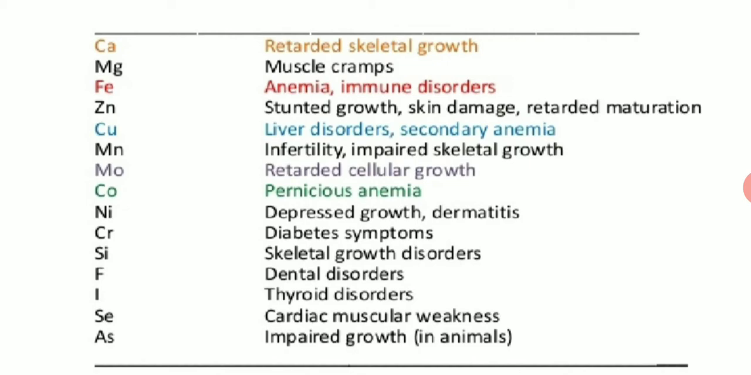infertility, impaired skeletal growth. Molybdenum deficiency, retarded cellular growth. Cobalt deficiency, pernicious anemia. Nickel deficiency, depressed growth, dermatitis. Chromium deficiency, diabetes symptoms. Silicon deficiency, skeletal growth disorders. Fluorine deficiency, dental disorders. Iodine deficiency, thyroid disorders. Selenium deficiency, cardiac muscular weakness. And arsenic deficiency, impaired growth in animals.